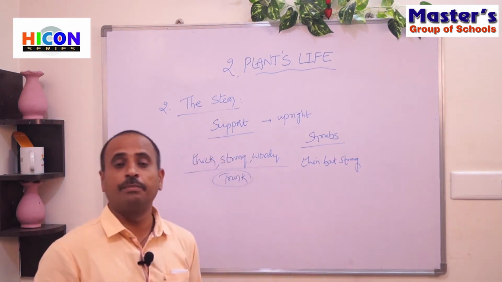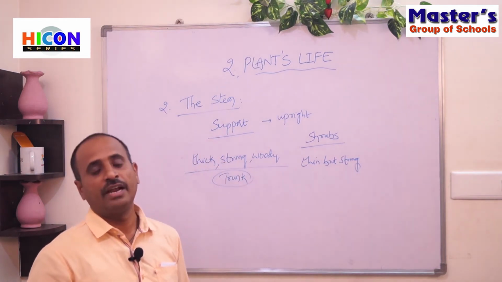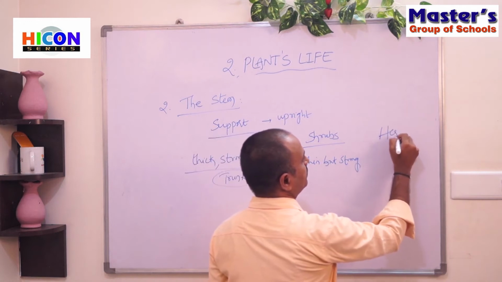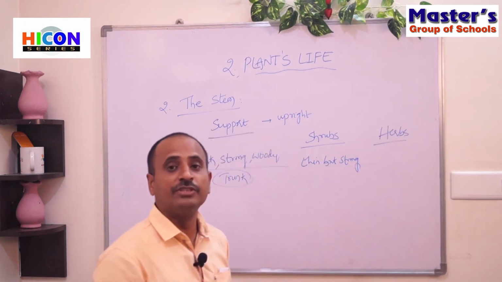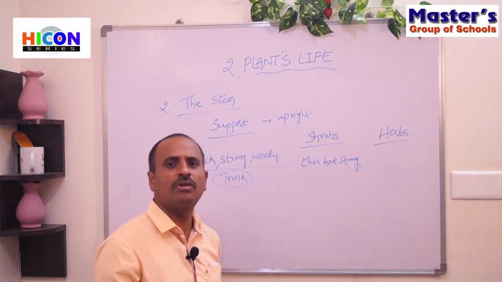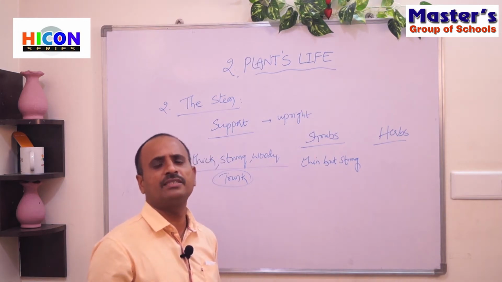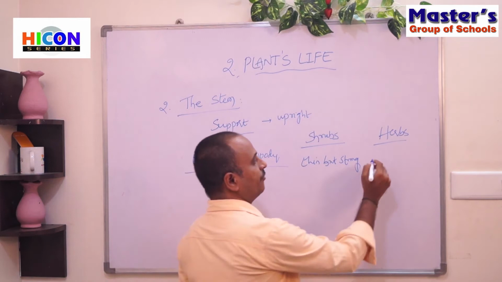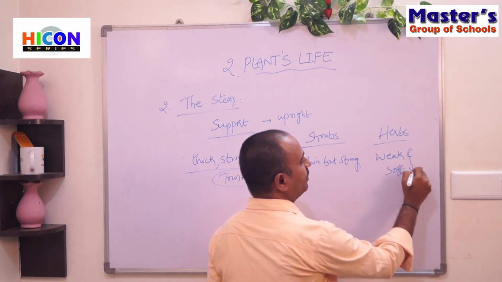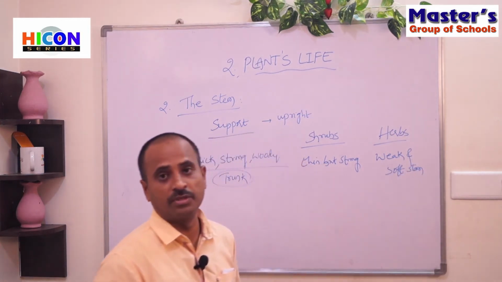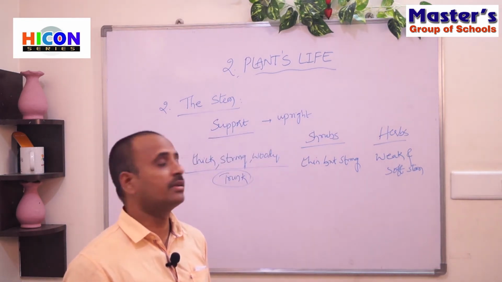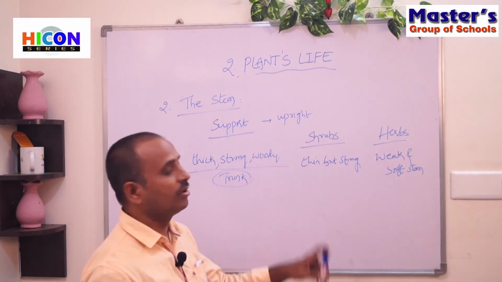Whereas some plants look very small and their stem is very soft and weak. Those are called herbs. Herbs are plants which have a very soft and weak stem, and they look very small with fewer branches and fewer leaves. Examples of herbs are the pea plant, money plant and okra plant. All types of vegetable plants belong to herbs.